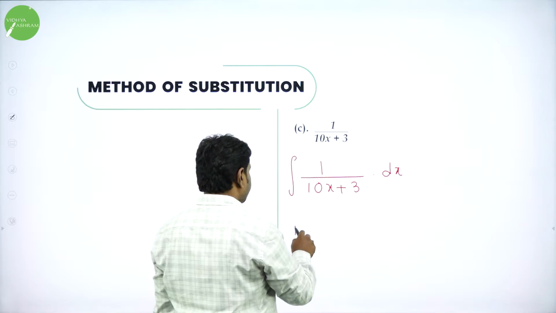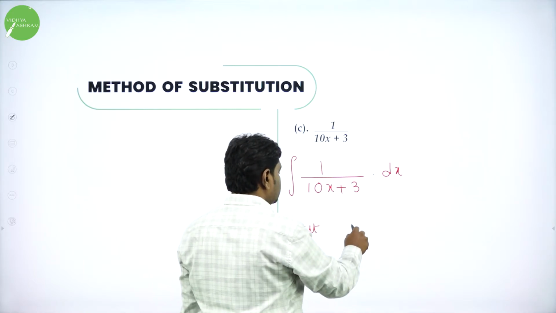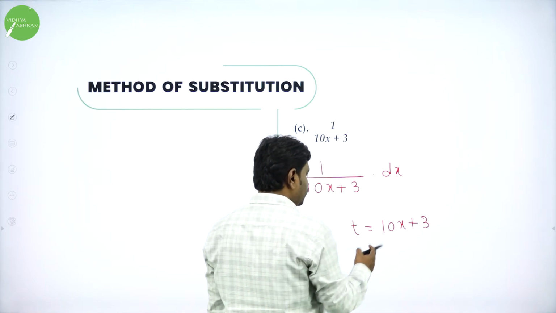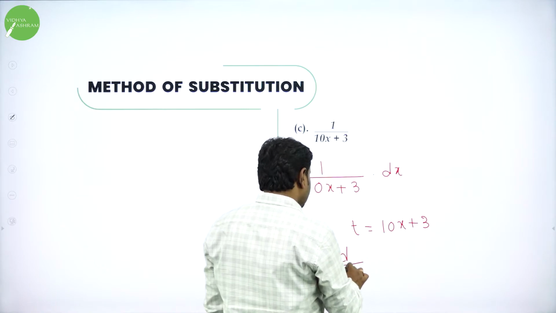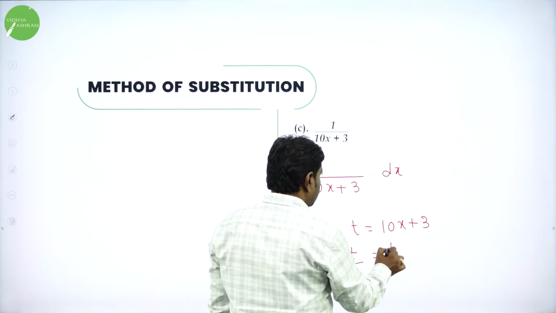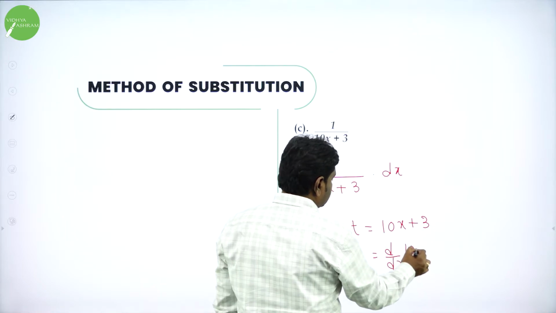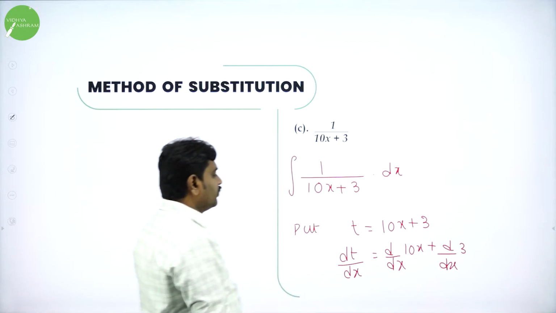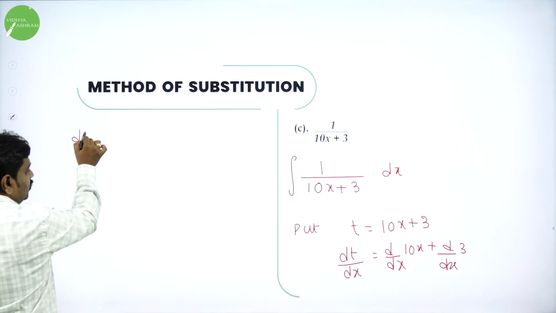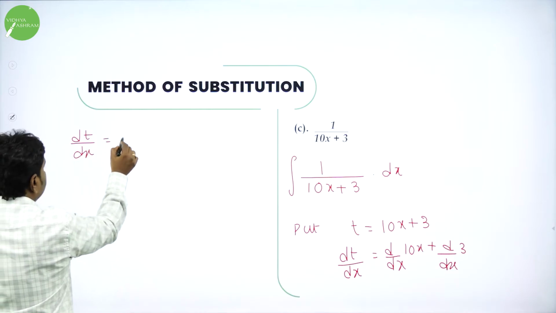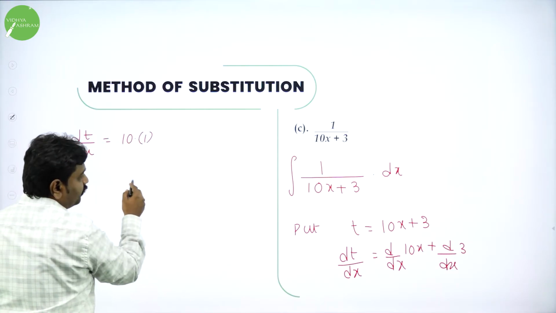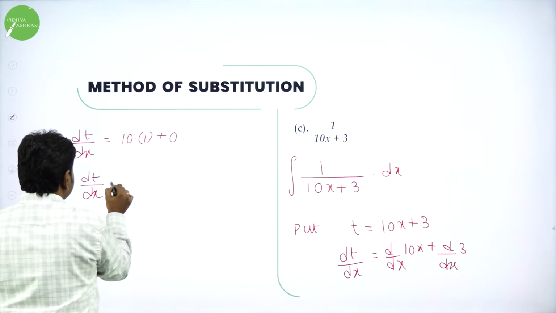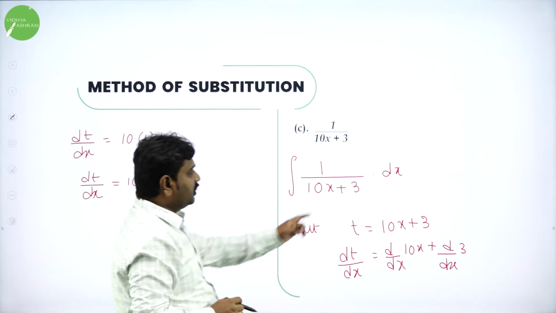So put 10x + 3 as t. That is, t is equal to 10x + 3. Differentiate both sides with respect to x. When you do that, the LHS becomes dt by dx. On the RHS, 10 is a constant, take it out, the derivative of x is 1, plus the derivative of 3 is 0. So dt by dx is 10, and we need the value of dx.